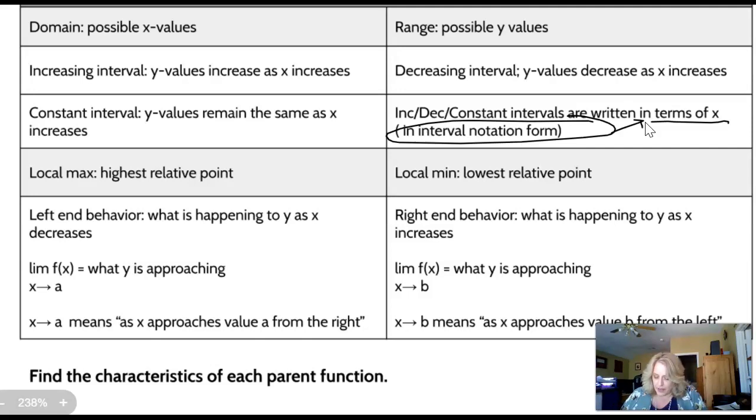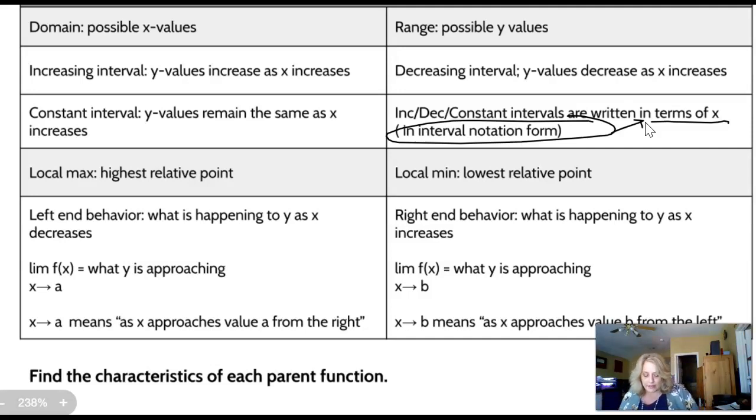And then left-end behavior and right-end behavior may be different. I don't know if they covered that in Algebra 2. But all it's talking about is as we go to the left side of the graph, approaching from the right going towards the left, what is happening to the y values? That would be left-end behavior. And then right-end behavior is as we go far off to the right, approaching from the left going towards the right, what's happening to the end there?